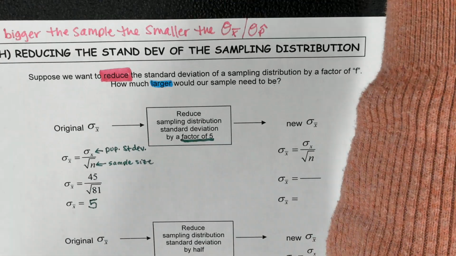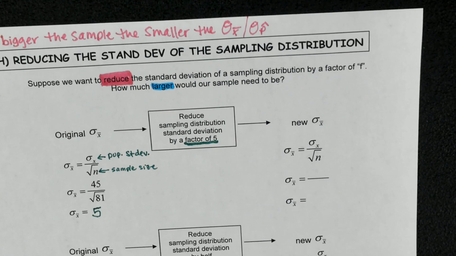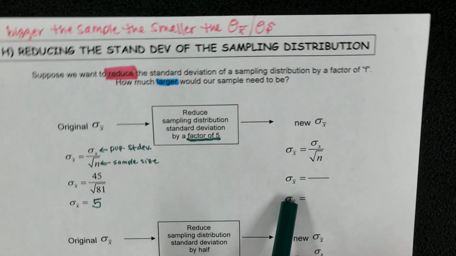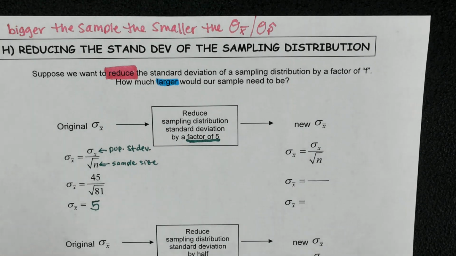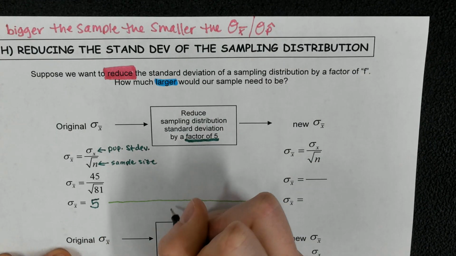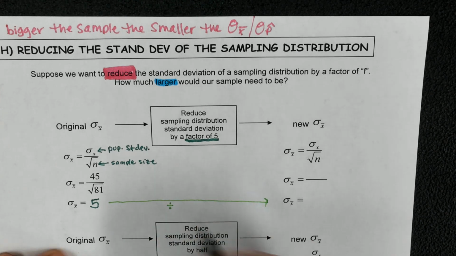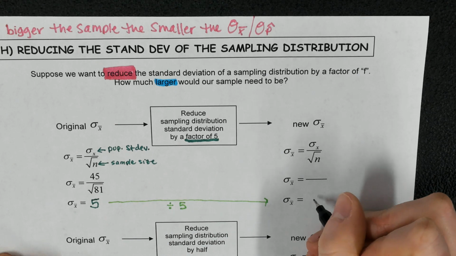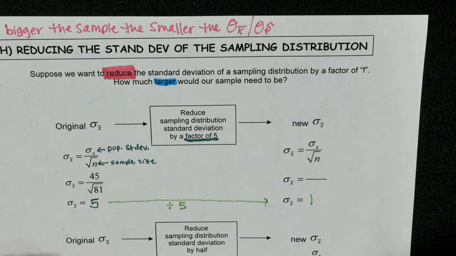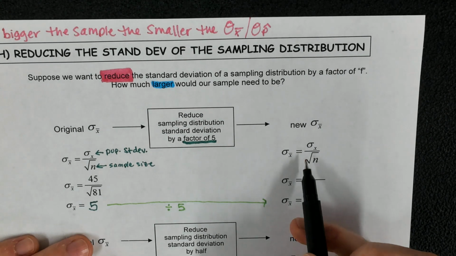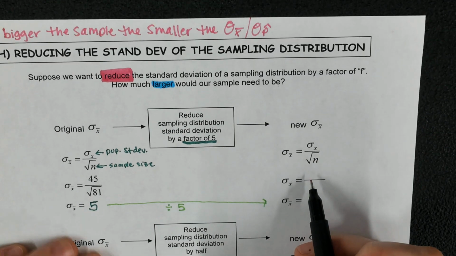Okay, moving on, we want to decrease this by a factor of 5. That means we would probably want to divide it by 5. Whatever it is, we're going to want to have our sampling distribution standard deviation divided by 5 when we're done, so we're probably going to want this to end up as a 1. How do we do that? How are we going to make this work? Let's just think about what it would be to divide this by 5.